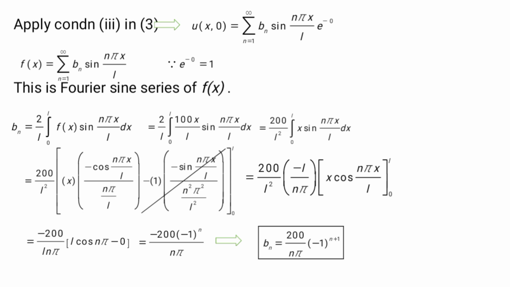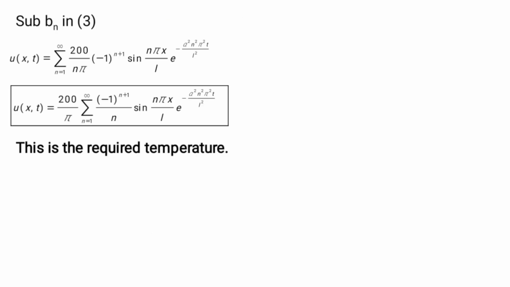And finally substitute condition number 3, that is u(x, 0) = f(x). For u(x, 0) = f(x), put t = 0 in the previous equation and substitute the f(x) value. So f(x) = Σ (n = 1 to ∞) bₙ sin(nπx/L). This is the Fourier sine series. Using Bernoulli's formula, uv₁ − u'v₂ + u''v₃ and so on, finally you get the answer bₙ = (200/nπ)(−1)ⁿ.